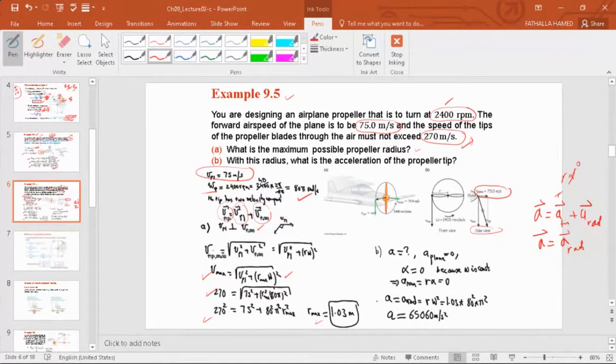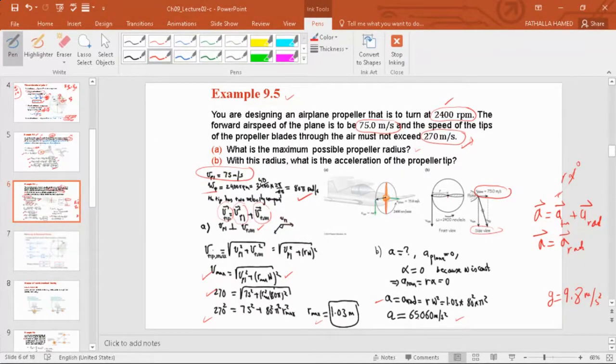And if you take the magnitudes, A equals A radial, and A radial is equal to R omega squared. Now we calculated the maximum radius, which is 1.03, and the omega is equal to 80 pi, so 80 squared times pi squared, and you get here 65,060 meters per second squared. That's a very high acceleration. You know that g is equal to 9.8 meters per second squared, and that's what makes things fall.